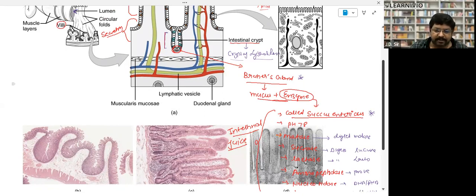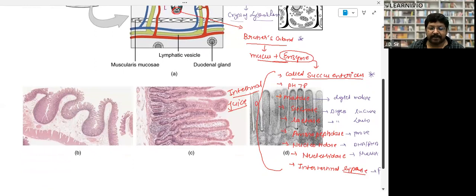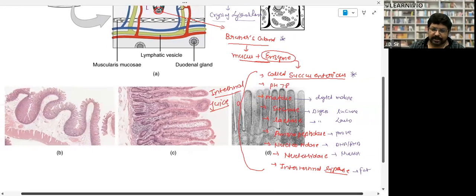They are made up of maltase, sucrase, lactase, aminopeptidases, nucleotidases, nucleosidases, and intestinal lipase. Here, maltase digests maltose, sucrase digests sucrose, lactase digests lactose sugar, aminopeptidases digest peptides, nucleotidases digest DNA and RNA, nucleosidases digest nucleosides, and intestinal lipase digests the fat part, right? So collectively, they are called succus entericus. Is it clear?